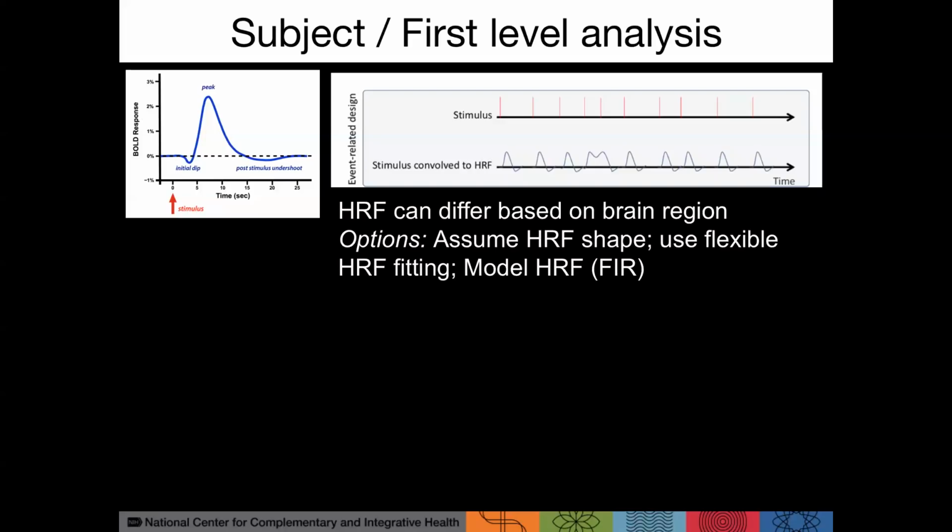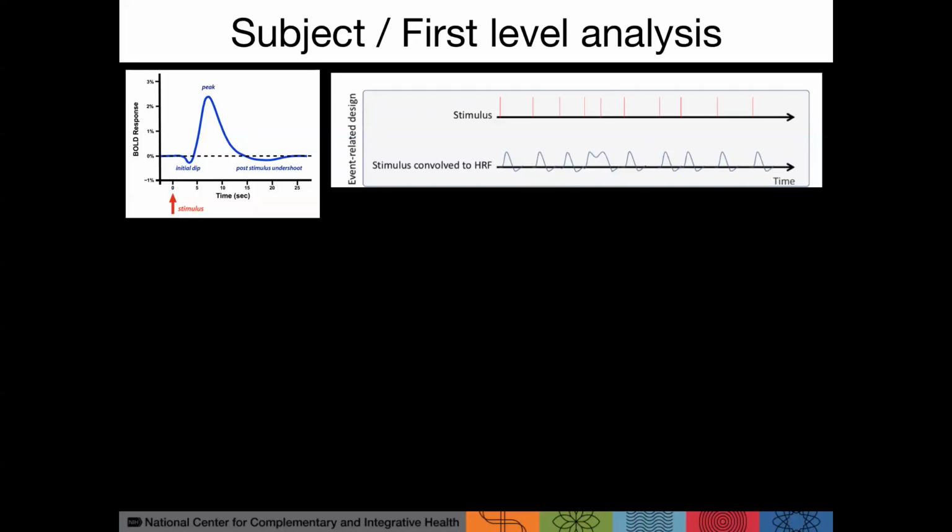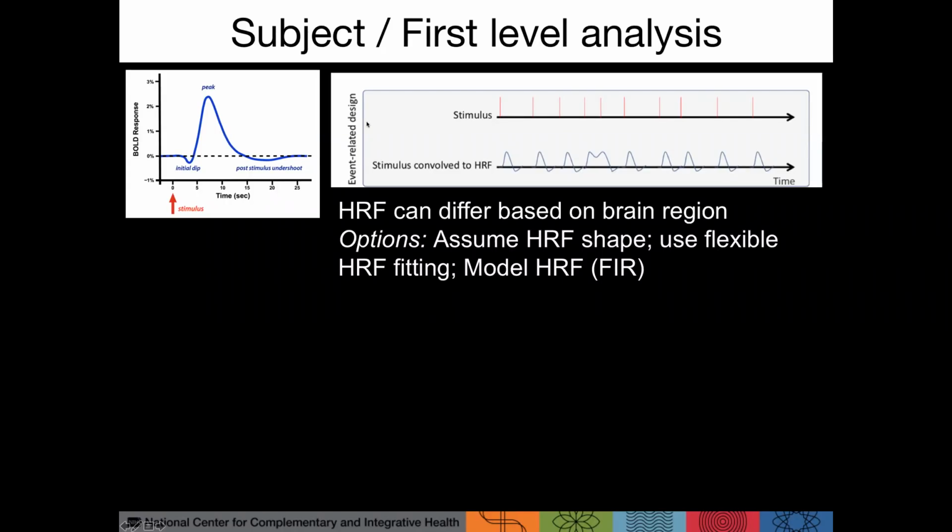And so what we do is basically we take the timing of the stimulus and we convolve it, basically combine it with this HRF function, and we generate an ideal time course of what it would look like for a brain region to respond to this stimulus that's presented here in what's called an event-related design. Now, it's important to acknowledge that the hemodynamic response function and its shape and delay can differ depending on the brain region you're looking at.